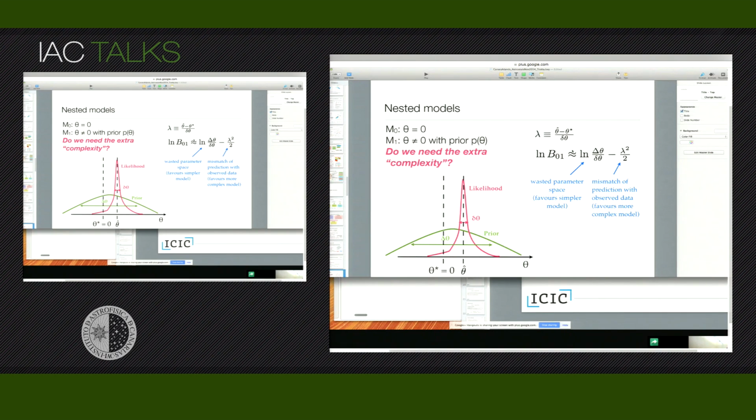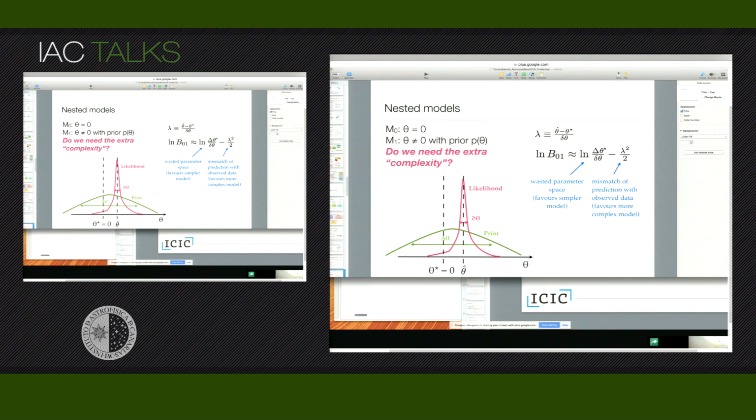And so what you can see is that the log of the Bayes factor is given by minus lambda squared over 2. Lambda squared is always positive, and so minus lambda squared over 2 is always negative. And that means that model 1 is preferred because log of B01 becomes negative, meaning that the odds are in favor of the more complicated model whenever lambda is large, whenever you have a many sigma detection for a parameter, what you would expect normally.